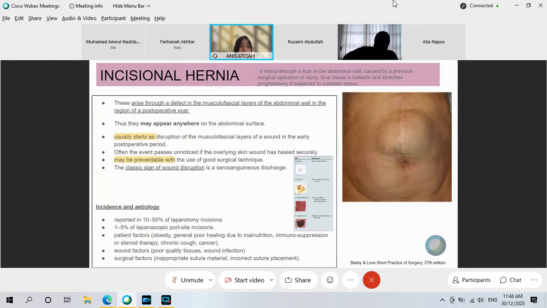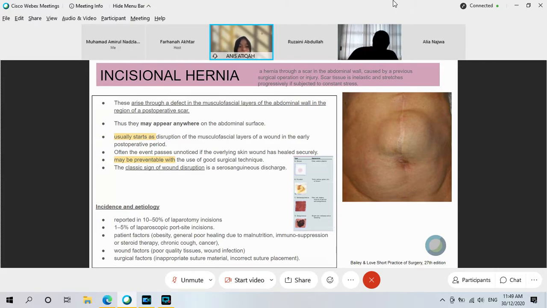Okay, next, incisional hernia. This one arises through a defect in the musculofascial layers of the abdominal wall in the region of a post-operative scar. You need to understand that incisional hernia happens after doing a surgery. Then the hernia will develop. It can appear anywhere on the abdominal surface because it's not a regional type of hernia. It's because of the surgery.